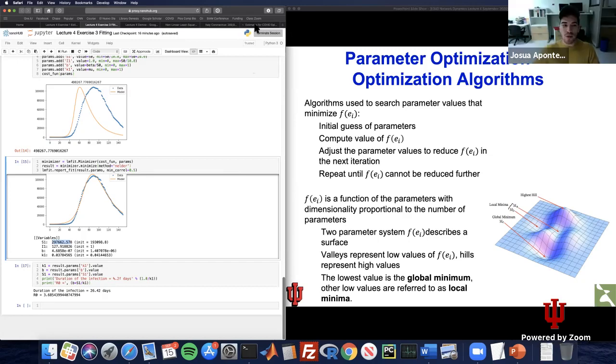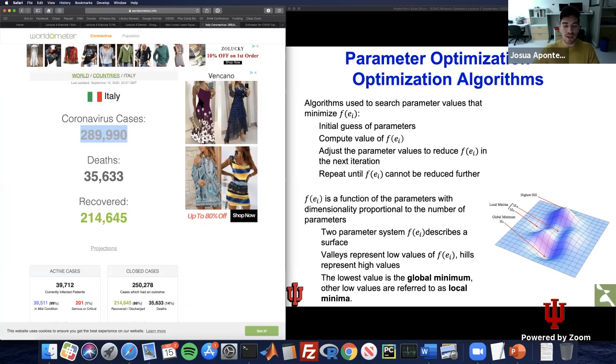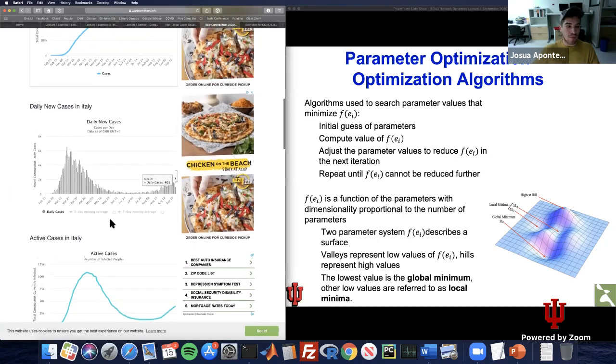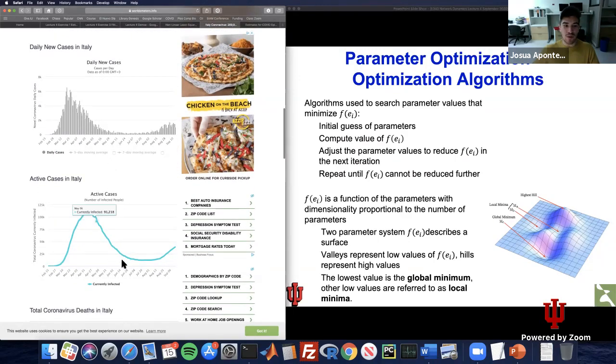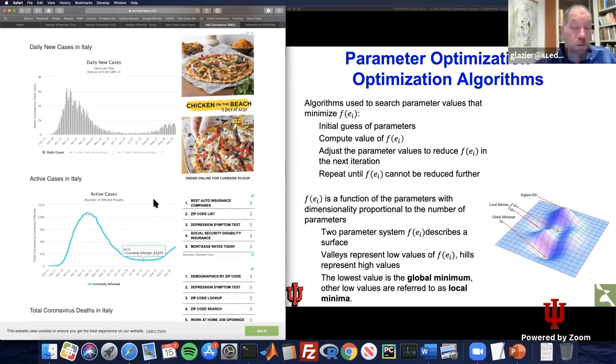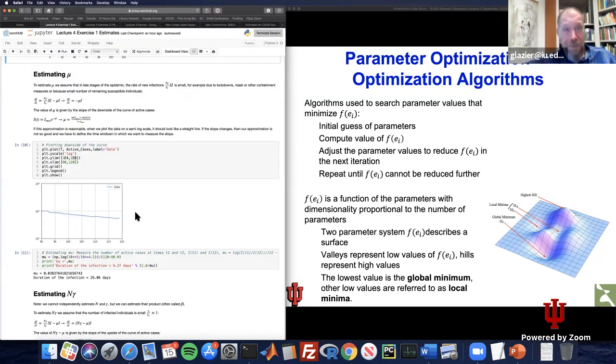I do want to say that we've cut off this data. The active cases in Italy really look like this, but the SIR model is not going to give you this downside curve. So that's why we cut it here. The other thing is that we've assumed that nothing changed during the course of this infection, whereas we know that Italy locked down, which is why there's the peak.